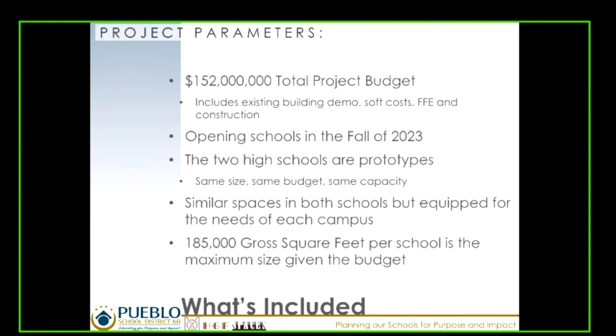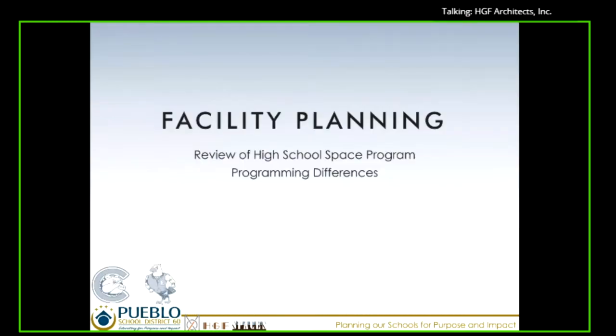The 2 high schools are prototypes. They're the same size, same budget, same capacity. Similar spaces in both schools, but equipped for the needs of each campus as they have differing CTE programs. And 185,000 gross square feet per school is the maximum size we have given, towards working at the budget we have right now. So we've been working through that with programming and trying to keep that target square footage.